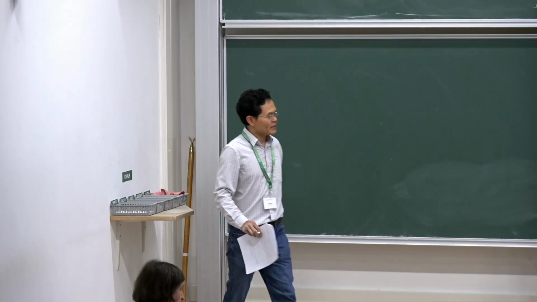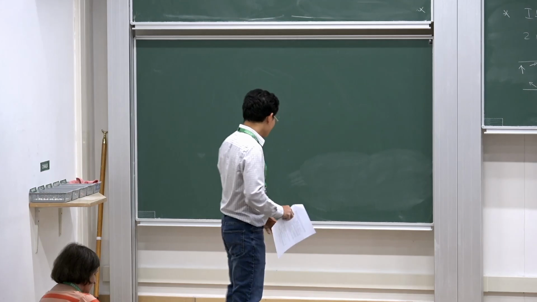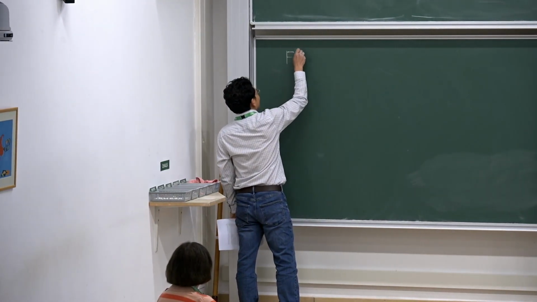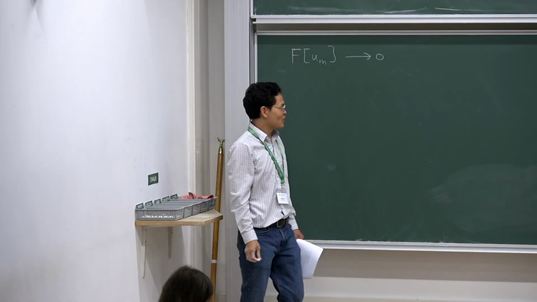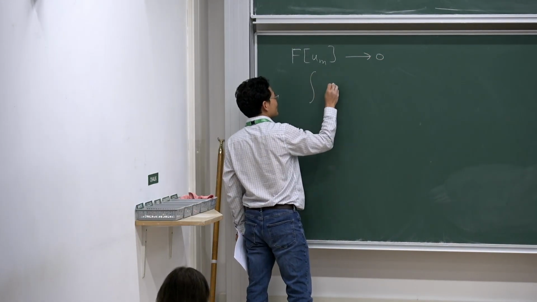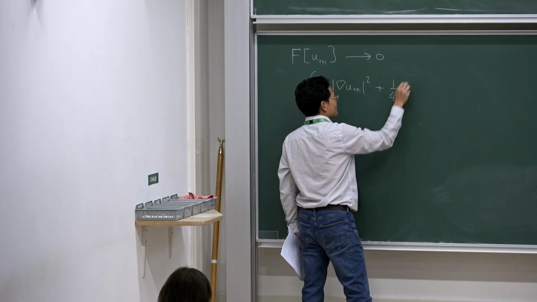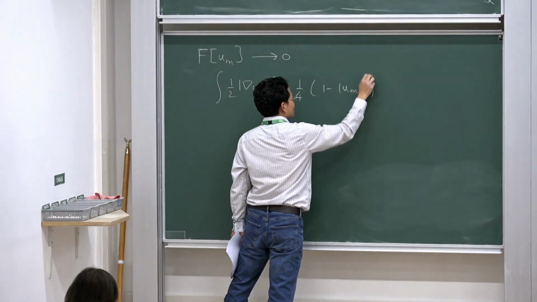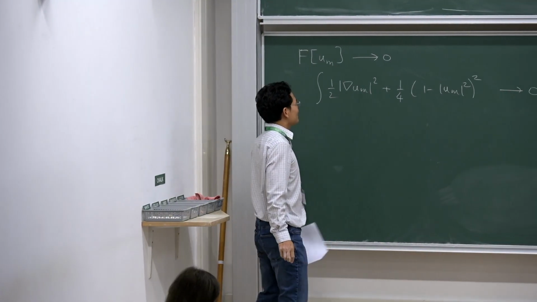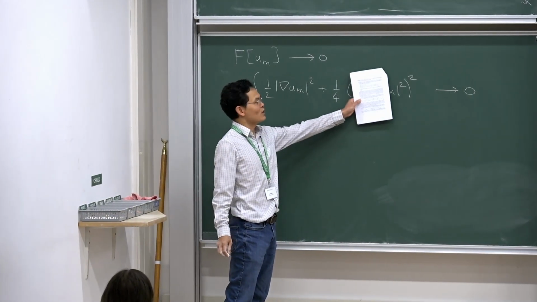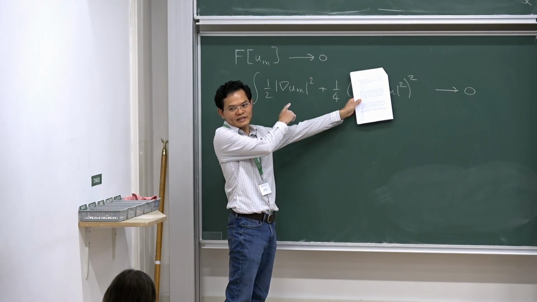So even though the minimizer doesn't exist, we can look at an approximate minimizer and see what it looks like. I look at a sequence of F_m tending to 0 and I want to see what U_m looks like. This will have the integral of nabla U_m squared, and I know that this is going to 0. So let's be a bit naive and say that I just make the modulus of U_m equal to 1. Then that would be gone. Can I make this happen? And of course you can.